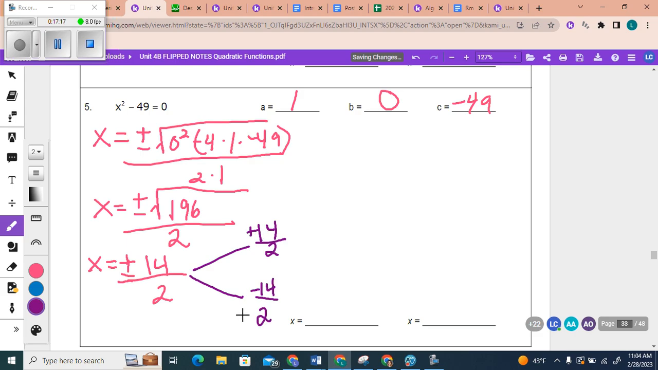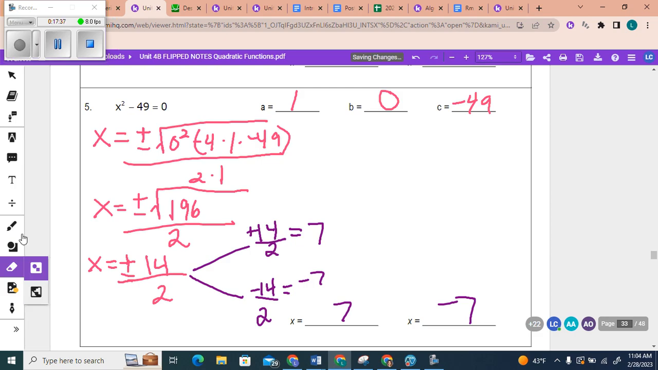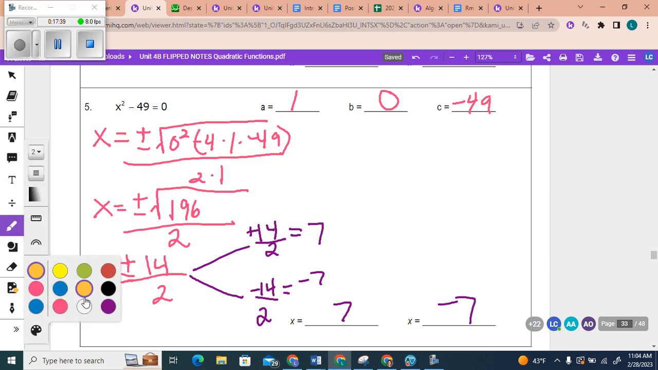Okay? This one we can actually solve. So you need to show that step. You're not going to write positive 14 over 2 and negative 14. That just, no, we're going to actually write the number. What's 14 divided by 2? What's negative 14 divided by 2? Okay, so we have 7 and negative 7 as our answers. It wasn't too bad, but was there an easier way? There was. What was it?